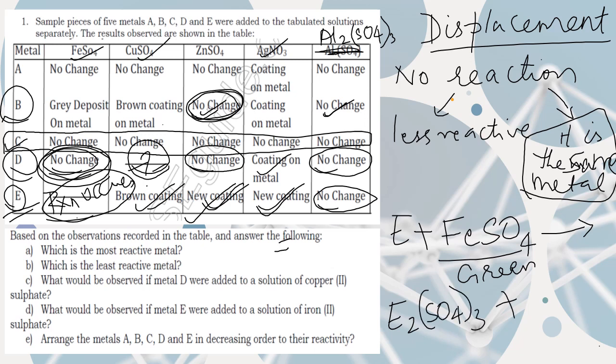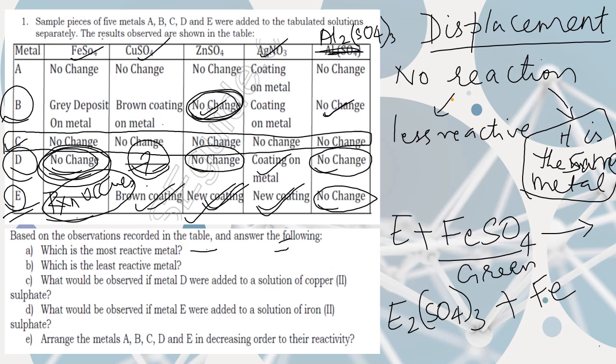The green color of ferrous sulfate changes to colorless. Now you may be thinking why I'm writing E2SO4 thrice. That I'll explain in a while. And the last question, arrange the metals A, B, C, D and E in decreasing order. Decreasing order, that means most reactive to the least reactive one.